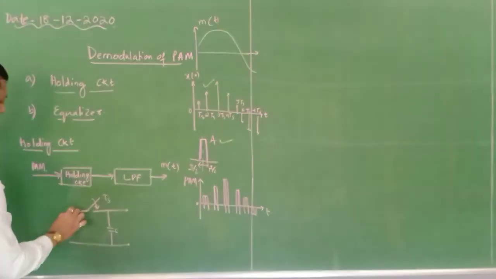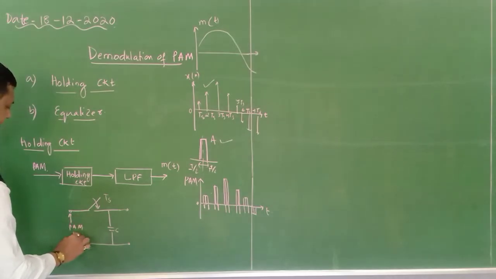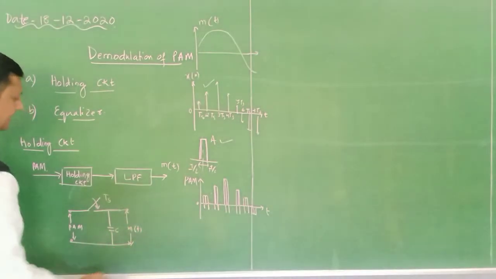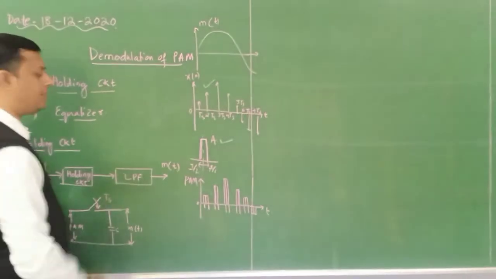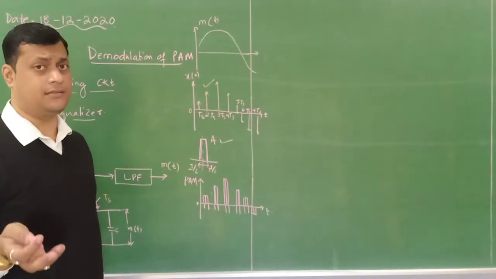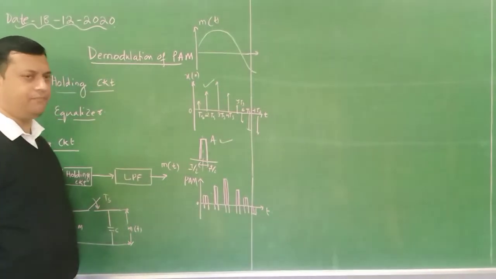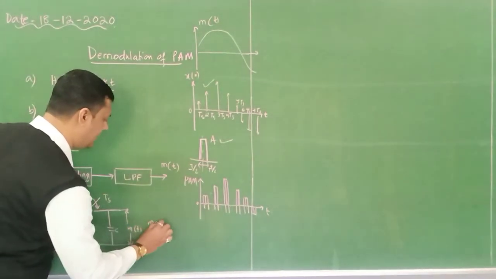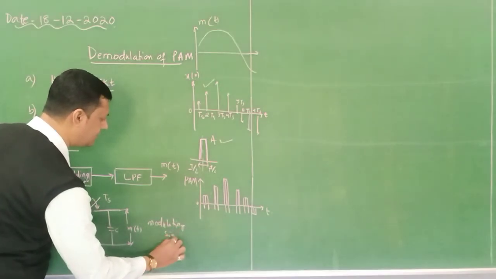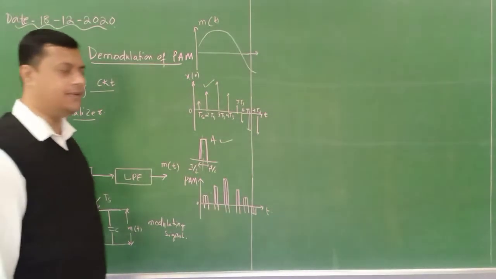At this point we are providing the PAM signal, and at this point we are getting the modulating signal, but it must be followed by an LPF. LPF again consists of a series combination of an RC circuit. So the output will be fed to this particular LPF and we will get our modulating signal. Done. So this is the small circuit, but let's see how it operates.